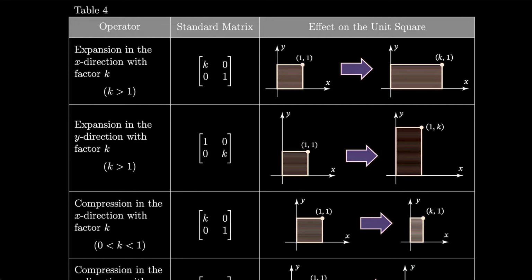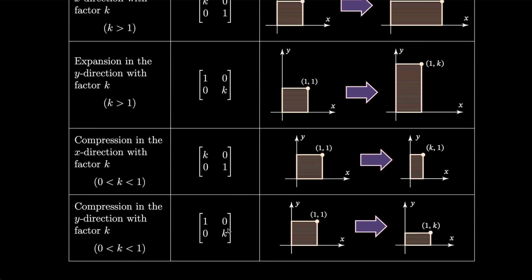We also have expansions and compressions. So you can expand in the x direction with factor k, where k is bigger than 1, by just multiplying the x by k. And similarly in the y direction by multiplying y by k. So multiplying x by k stretches this way, and y by k stretches vertically. You can also compress if you multiply by a fraction, so something smaller than 1. And then it'll either shrink it horizontally or vertically, depending on whether it's x or y.